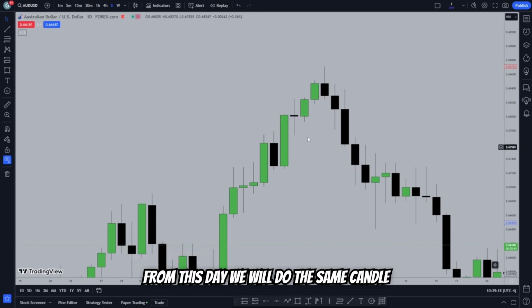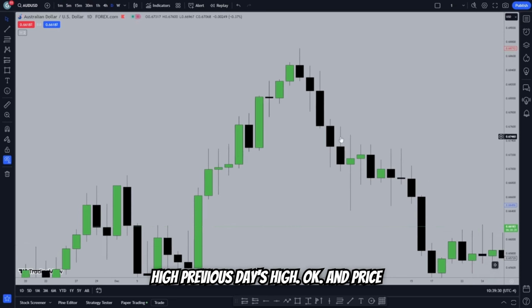So from this day, we will apply the same candle range theory which we did over here. We will see that price should not go up and take this candle's high, the previous day's high. Price should seek sell side liquidity, which is below the previous day's low, like over here, and over here.